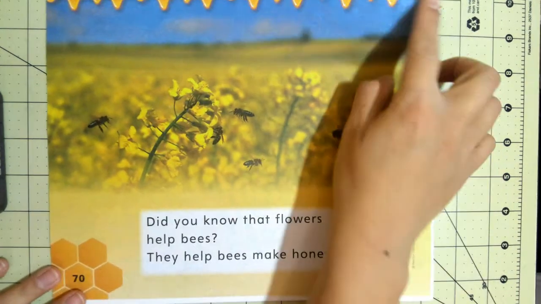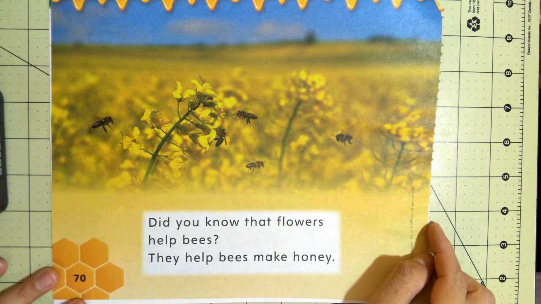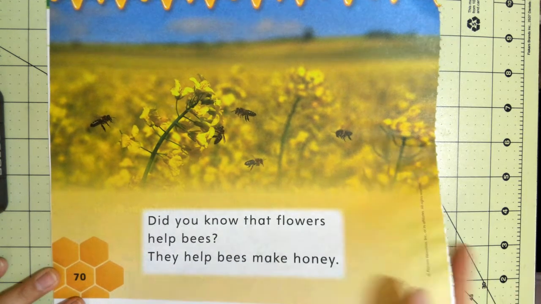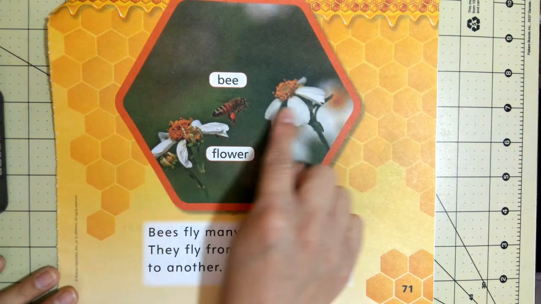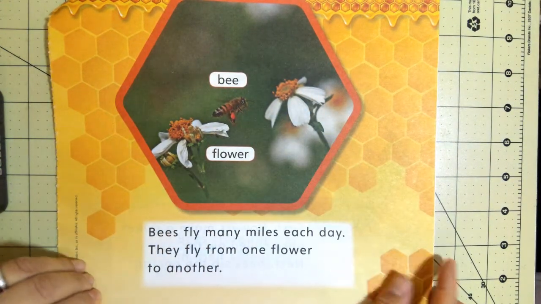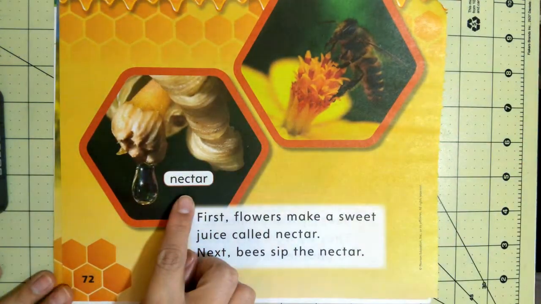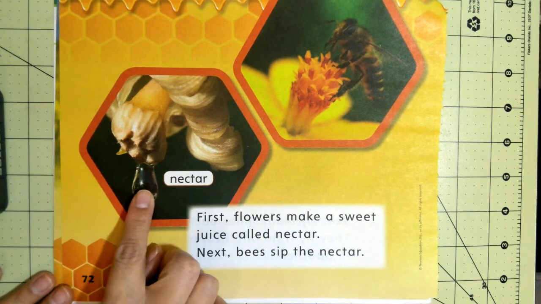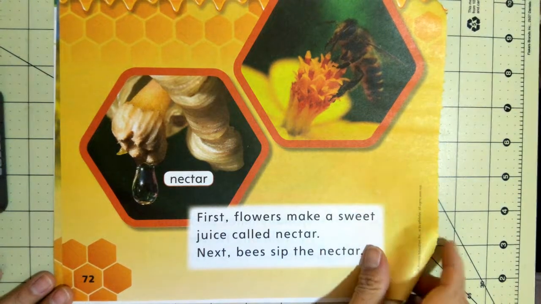Here I see lots of bees flying to the flowers. So I wonder if maybe the bees get something from the flower that helps them make honey. Here I see this bee going from one flower to the other. I wonder why he's going to so many flowers. Here we see two pictures, and this one's labeled. It says nectar, and I see some coming out of a flower. I wonder if the bee is getting the nectar from the flower.